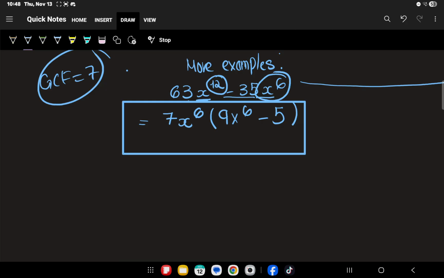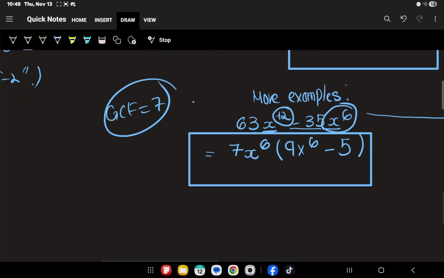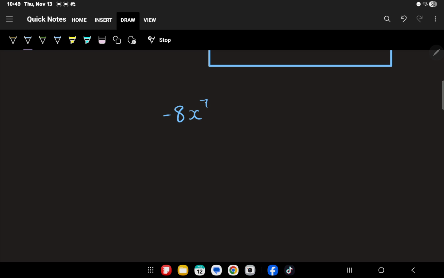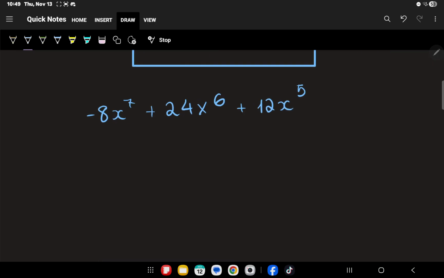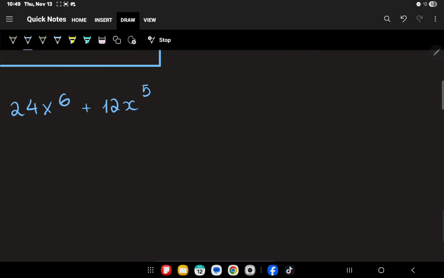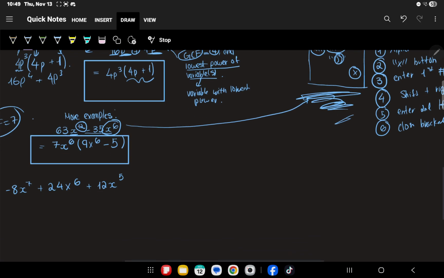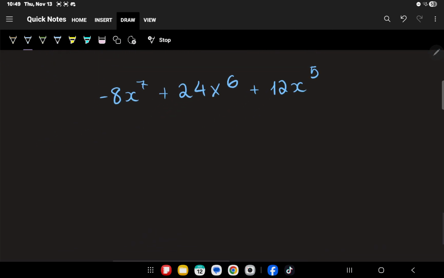Okay, let's move on. Let's try a more complex question. We've done expressions with 2 terms. Let's try an expression with 3 terms. Let me just write it down. When we have 3 terms like this, you can't really use the calculator method. The calculator method only works for 2 terms. You can't use it for 3 terms, but you can figure it out pretty easily.